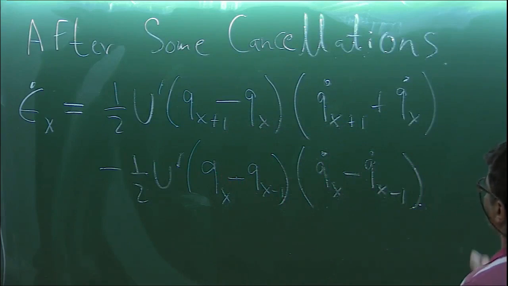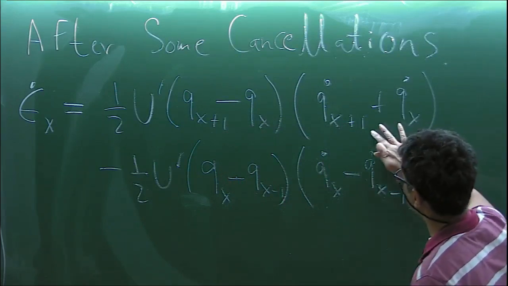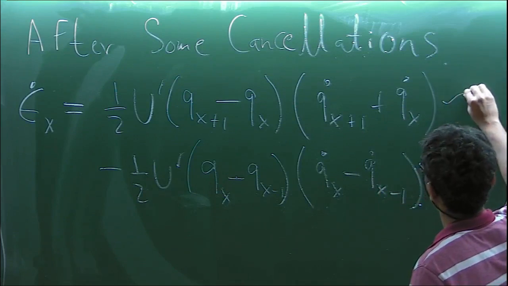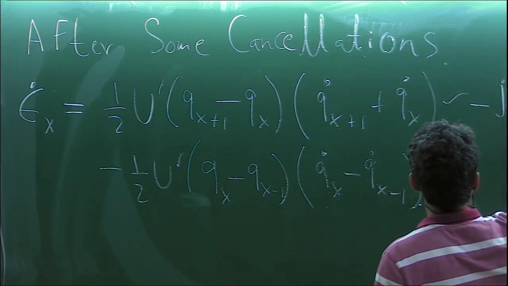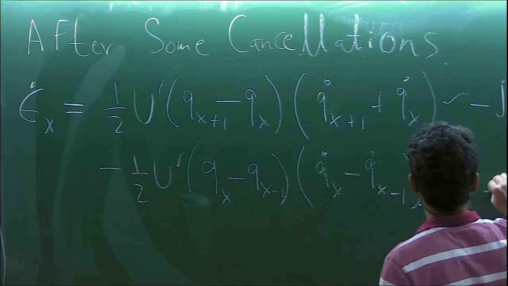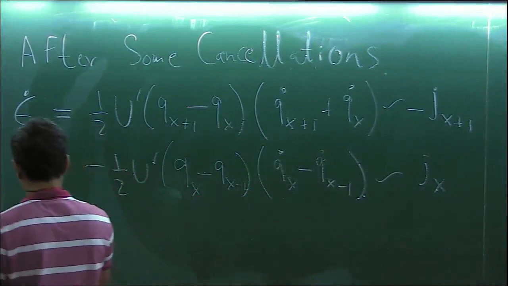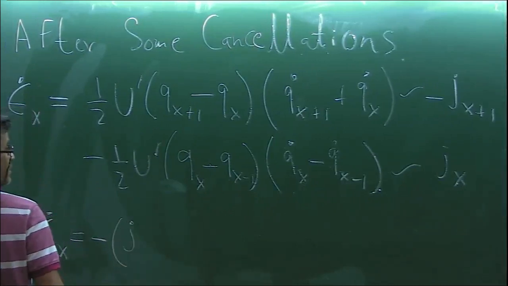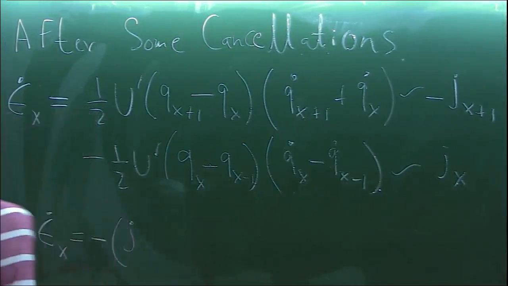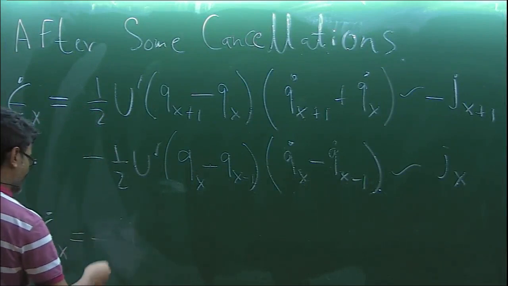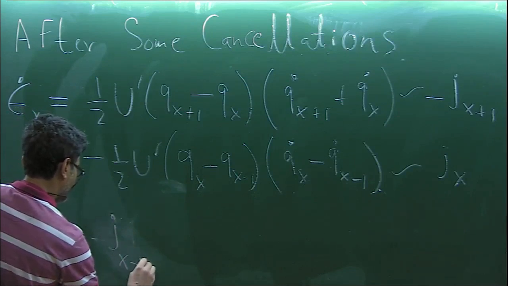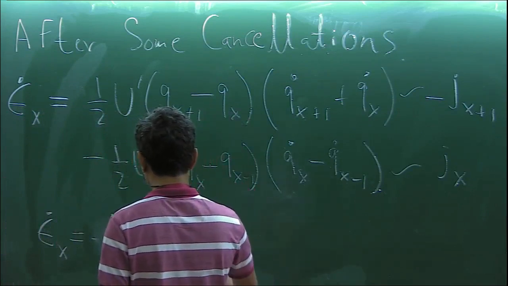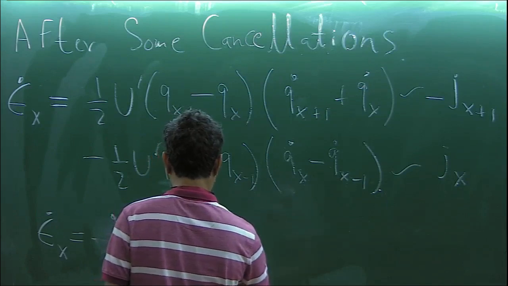Okay, and now if you look at it, you can see that this involves x plus 1, and this is the same thing with x replaced by x minus 1, right? So therefore, you can call this minus j x plus 1, and this as jx. So you want epsilon x dot to be minus... maybe I can write it slightly differently: j x minus 1 to x. So this is current flowing from x minus 1 to x, minus j x to x plus 1. So you can think of it this way.